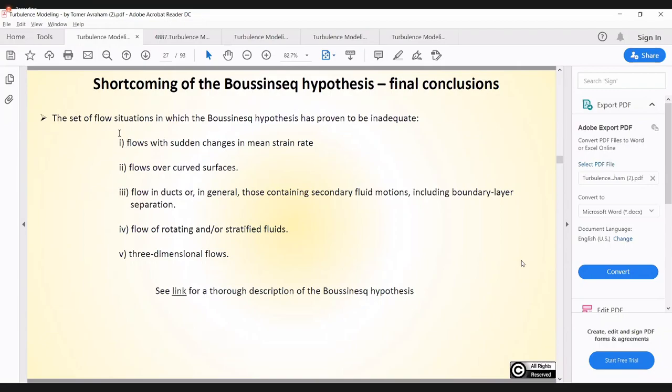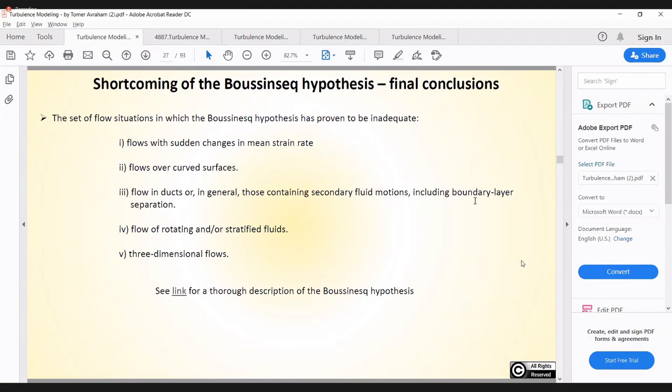Shortcomings, we told you before. Flows with sudden changes in the mean strain rate. There is no history effect in the Boussinesq hypothesis. Flow over curved surfaces: we don't use the antisymmetric parts. Flow in ducts: what I told you about the square duct.